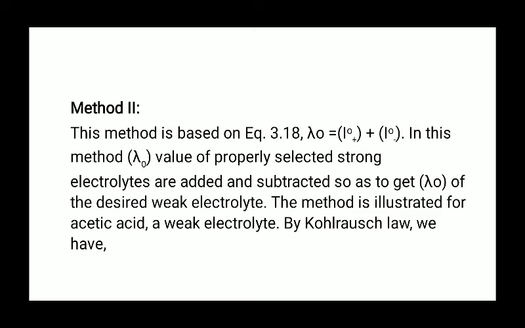Method 2. This method is based upon the equation lambda 0 is equal to λ0 plus λ0 minus. In this method, lambda 0 values of properly selected strong electrolytes are added and subtracted so as to get lambda 0 of the desired weak electrolyte. This method is illustrated for acetic acid by Kohlrausch's law. We have lambda 0 of acetic acid equal to λ0 of H+ ion and λ0 of acetate ion. The strong electrolytes HCl, sodium acetate and NaCl are considered.